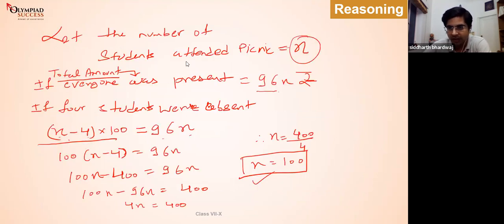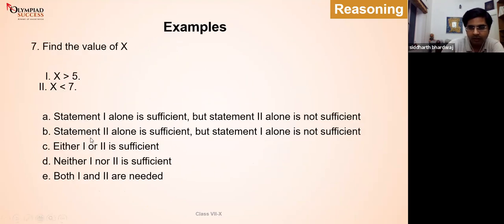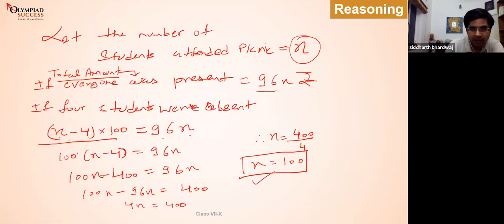Sir, why is it 400? 400 is because 100 into 4. We have multiplied 100 into 4. This is how we do multiplication in brackets. First we multiply 100 by x and then 100 by 4. So 100 into x will be 100x, the minus sign will be retained, and then 100 into 4 would be 400.